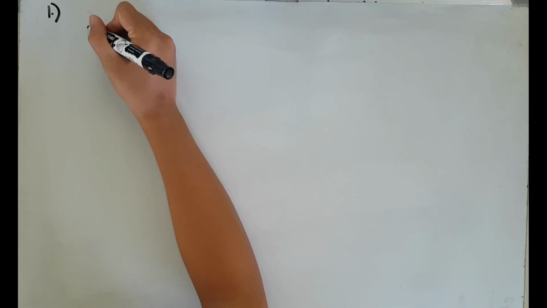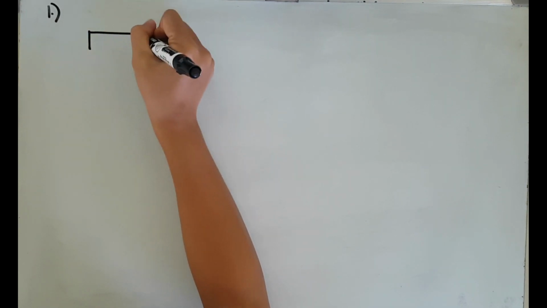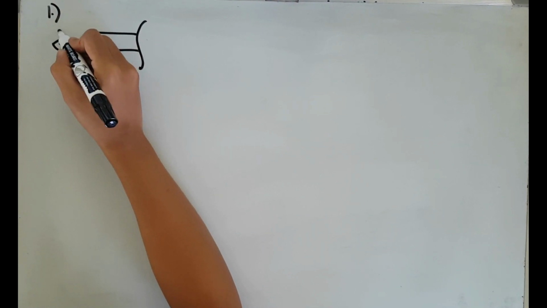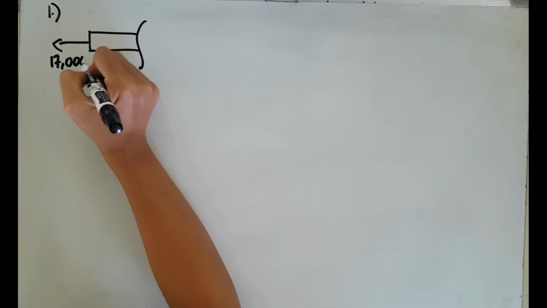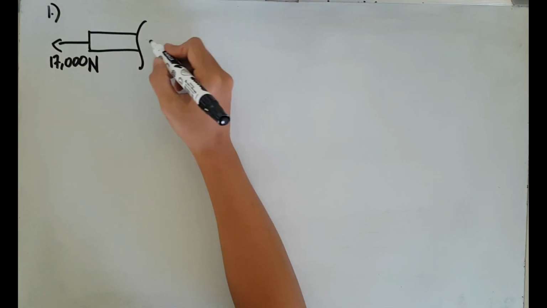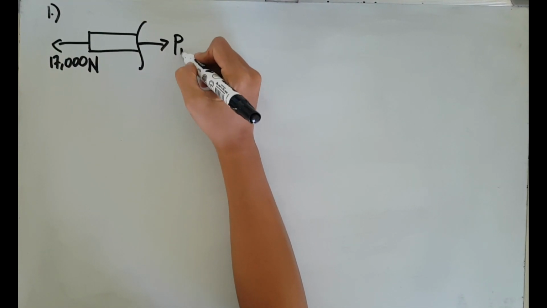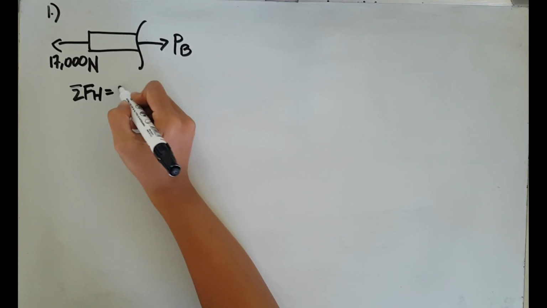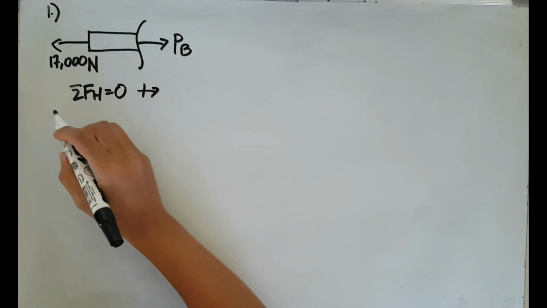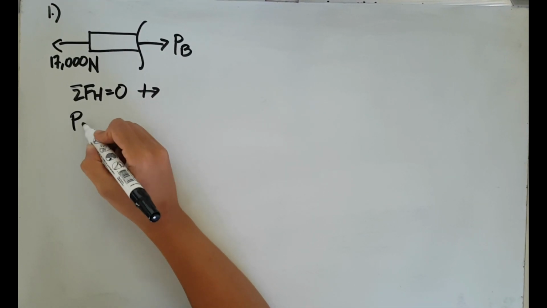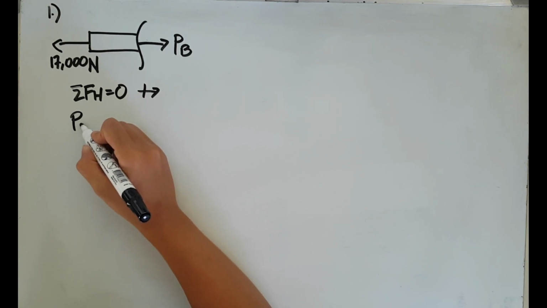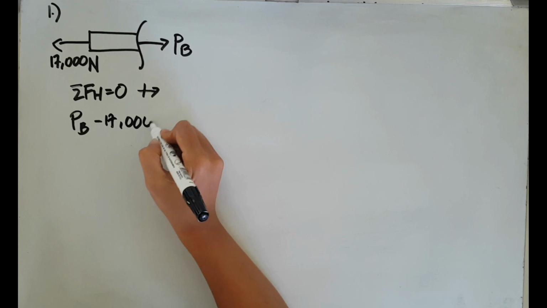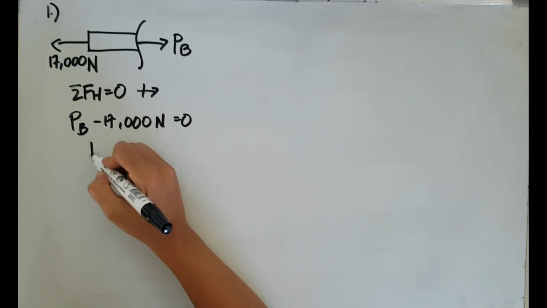So to calculate the stress, we must first determine the axial load in each section by passing an imaginary line, or by drawing the free body diagram. So for the bronze, we will take the summation of forces horizontal equal to 0, right direction as positive. So force B minus 17,000 Newton is equal to 0. So our force B now is equal to 17,000 Newton.